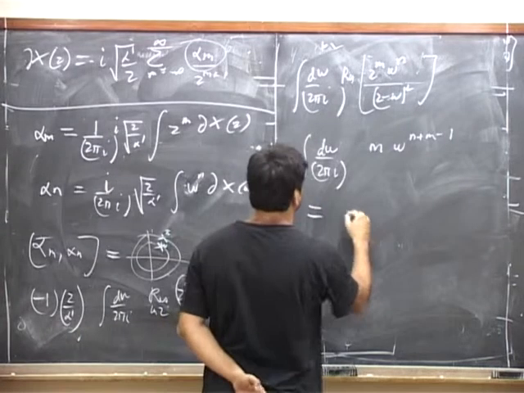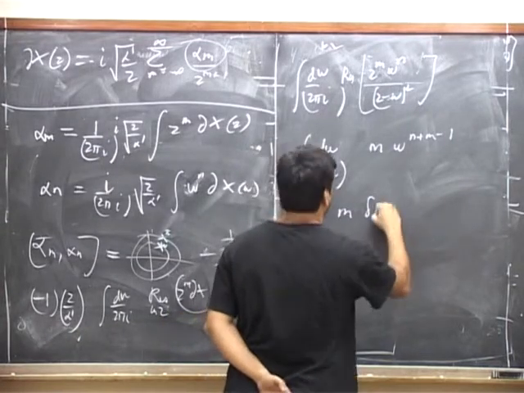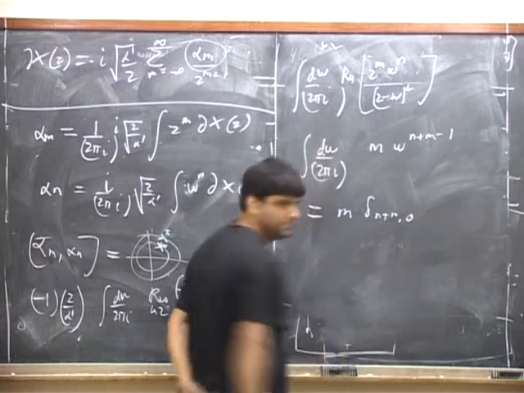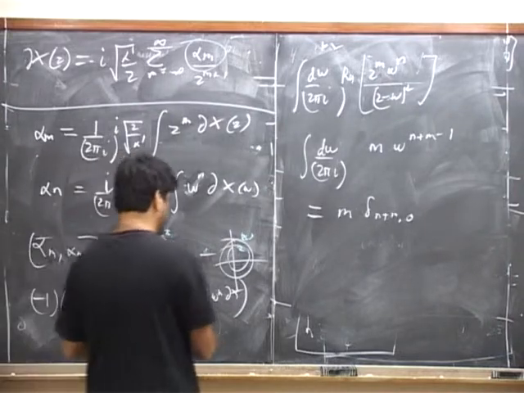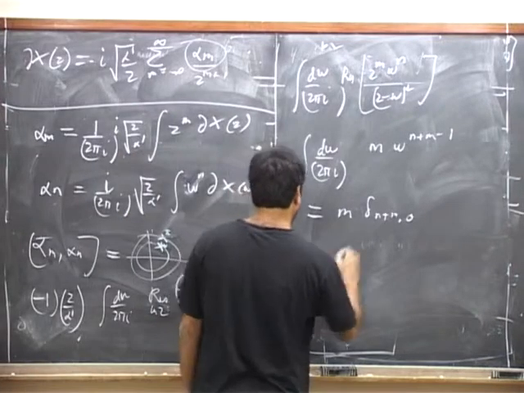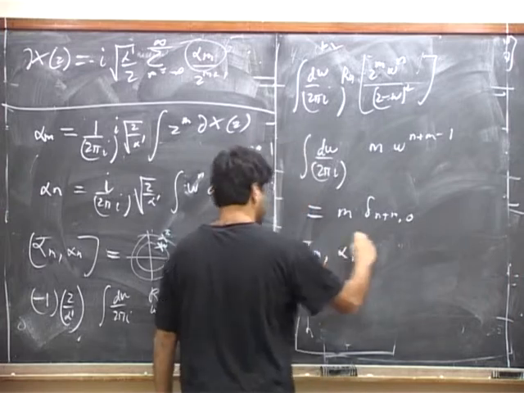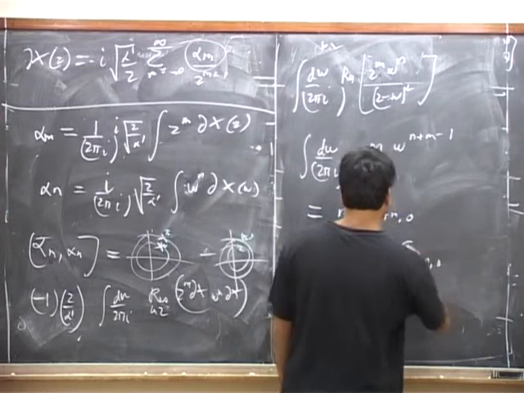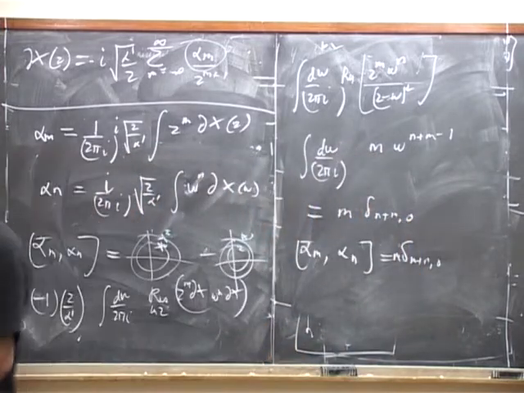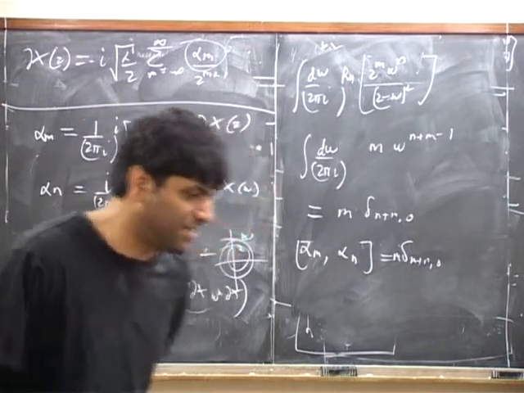Which is equal to m times delta function of n plus m. So what we concluded? We concluded that [alpha_m, alpha_n] is equal to m delta of m plus n, 0, which was the commutation relation, if you remember, we used when we were doing our quantization.